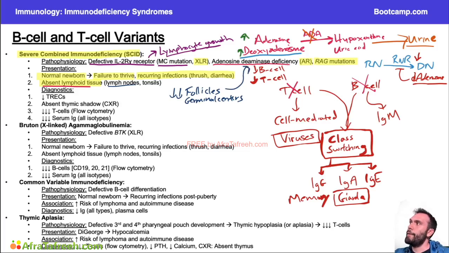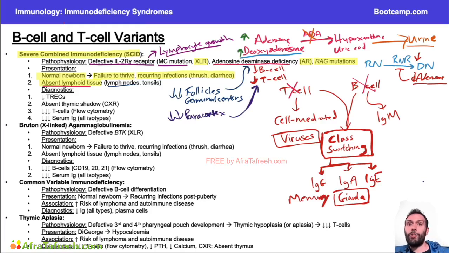Now, on the other hand, if I told you that the paracortex is absent or hypoplastic, for example, a very small paracortex, we might be talking about T cells. This all goes back to the first video, where we had to understand where the B cells come from and where the T cells come from. It's integrating that information.